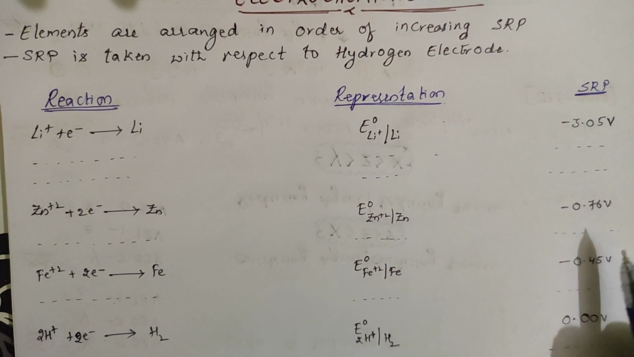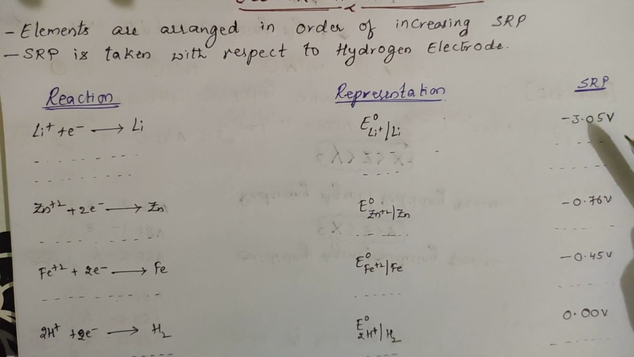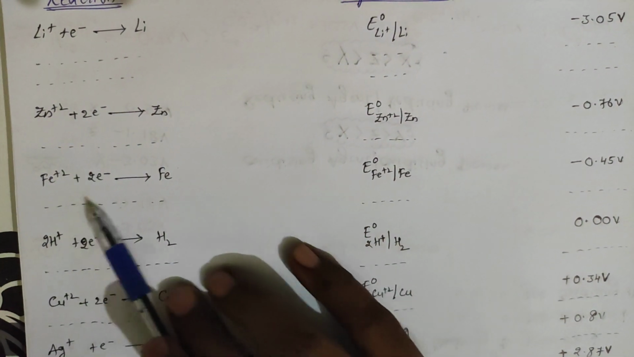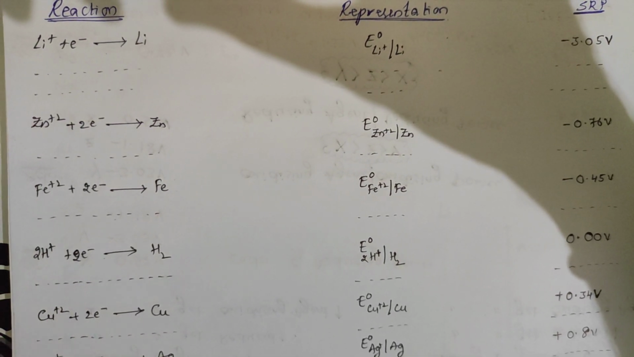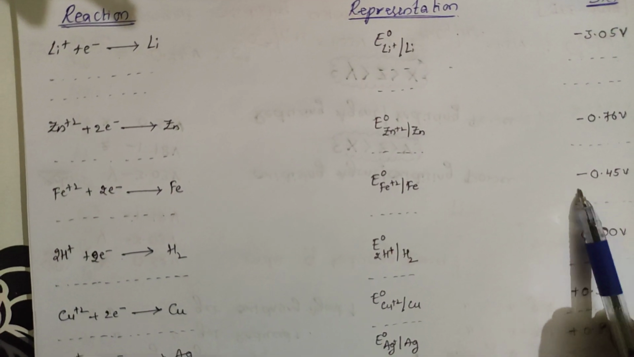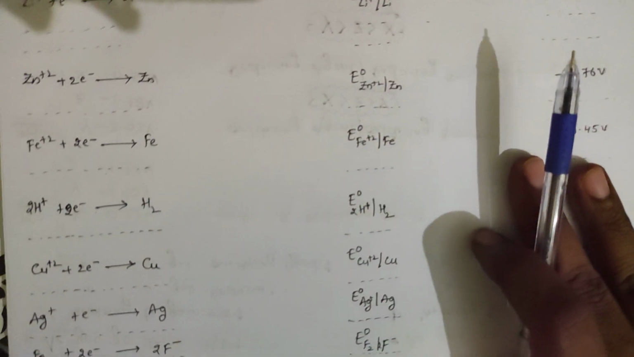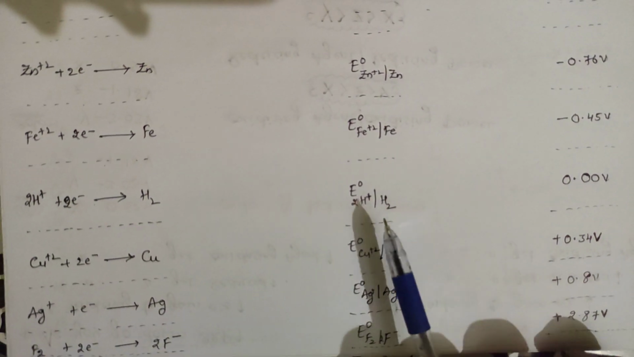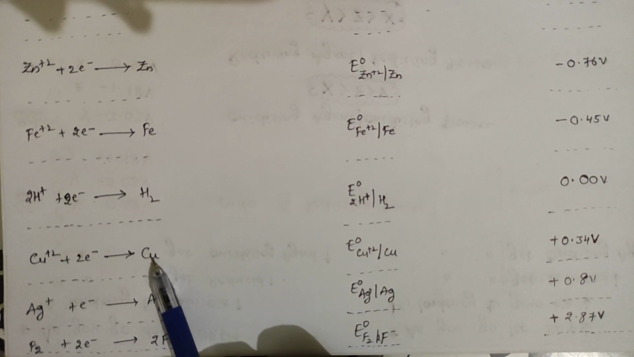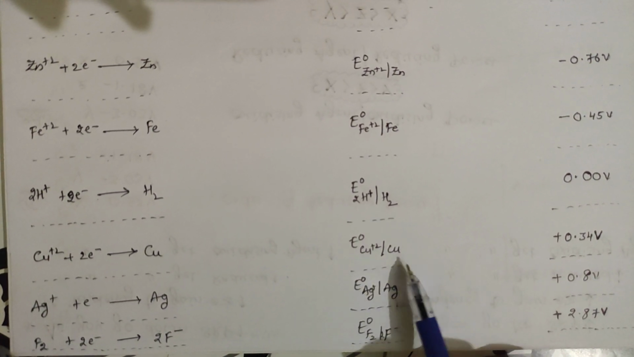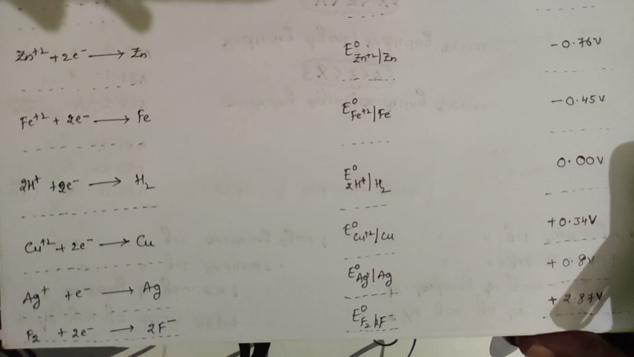Among these two, which is bigger? Minus 0.76 is bigger. So when you come from top to bottom, what is happening to the reduction potential value? It is going on increasing. Suppose you compare Fe+2 with 2 electrons converting to Fe, so that E0 value has been obtained. In the same experiment, practically, they have got this value. Next, they have taken hydrogen, which undergoes reduction. They have taken this as arbitrary, a 0 value. Next, if you go for copper, Cu+2 plus 2 electrons converts to copper, and you get 0.34. So from top to bottom, the value is going on increasing.